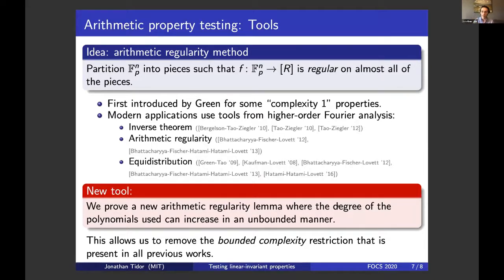So the first new tool in our result is a stronger use of higher order Fourier analysis. We prove a better arithmetic regularity lemma, and that lets us remove this first restriction, the bounded complexity restriction. Getting into this is pretty technical, so that's all I'm going to say about this. I want to talk more about the second restriction, the translation invariant restriction, because I think that's much more intuitive, what's going on there.